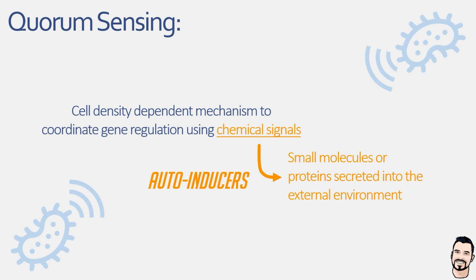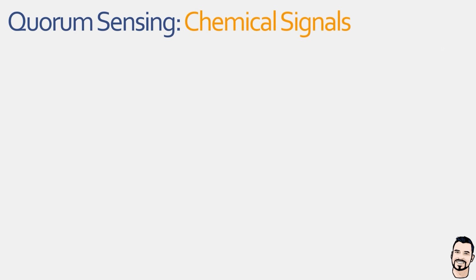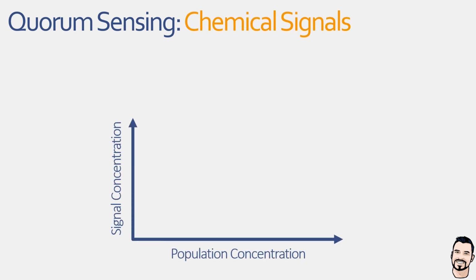Now, if we were to visualize this on a graph, plotting autoinducer concentration on the y-axis, so the amount of signal being produced, and population concentration on the x-axis, relating to the number of bacterial cells, we can see that at low cell densities, bacteria begin to produce autoinducer molecules. But since the population is sparse, the concentration of these signals remains relatively low. At this stage, individual cells behave independently, carrying out basic metabolic activity and survival functions without coordinated group activity.